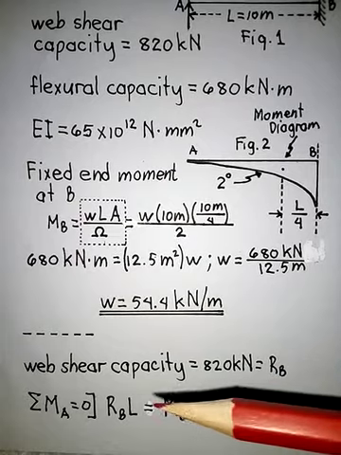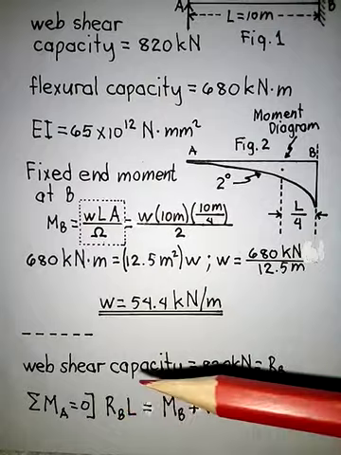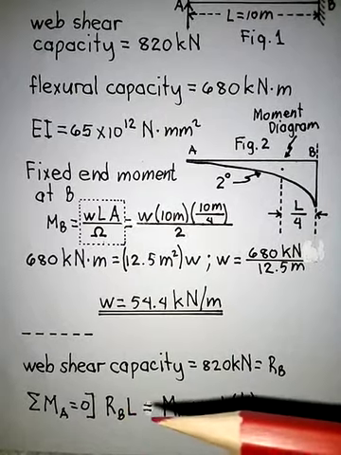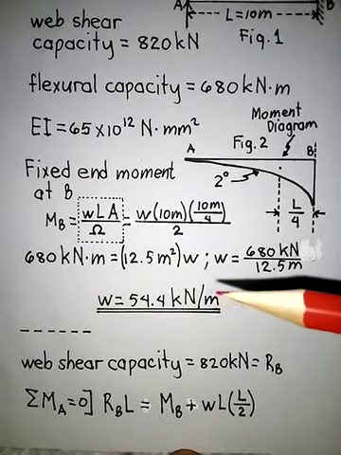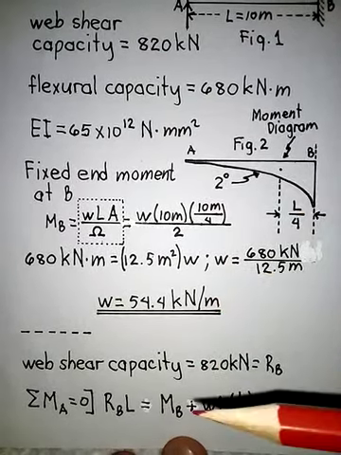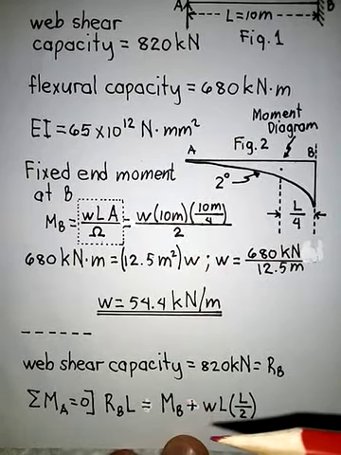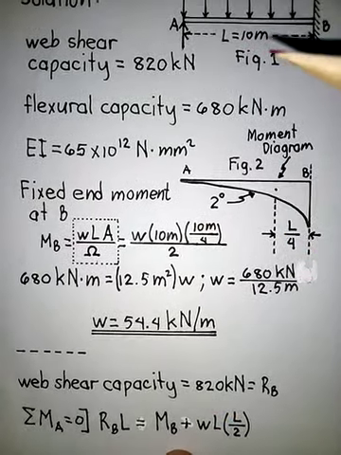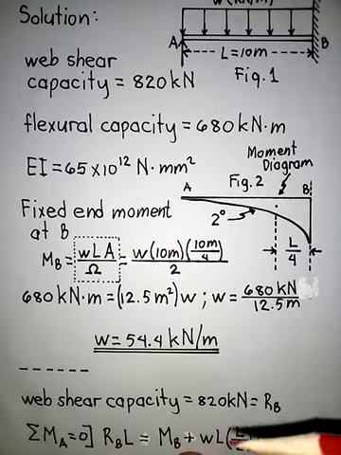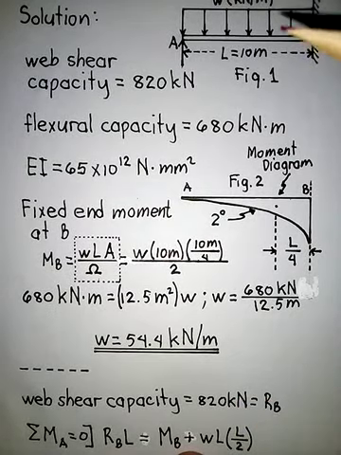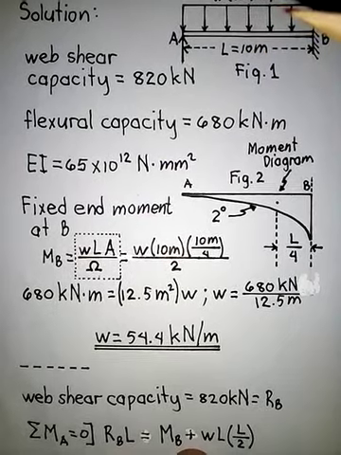So, let's have the summation of moment at point A here at the pre-end equal to 0. We will have the shear at B multiplied by the length of the beam is equal to the moment at B, wherein we have already computed 12.5 m squared multiplied by W, plus the effect of the load, W multiplied by L multiplied by L over 2. This is the formula for computing the load, or the uniformly distributed load.